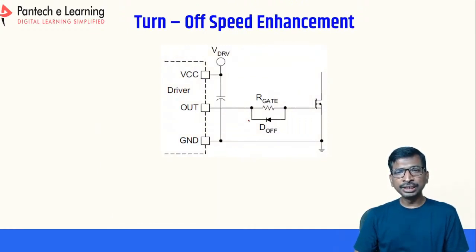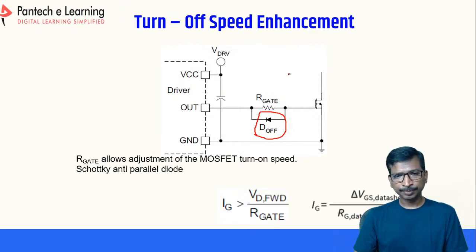And how to increase the turn off speed mechanism. See, if you put one resistor and one diode in anti-parallel with a resistor, then we can increase the turn off speed mechanism, right?